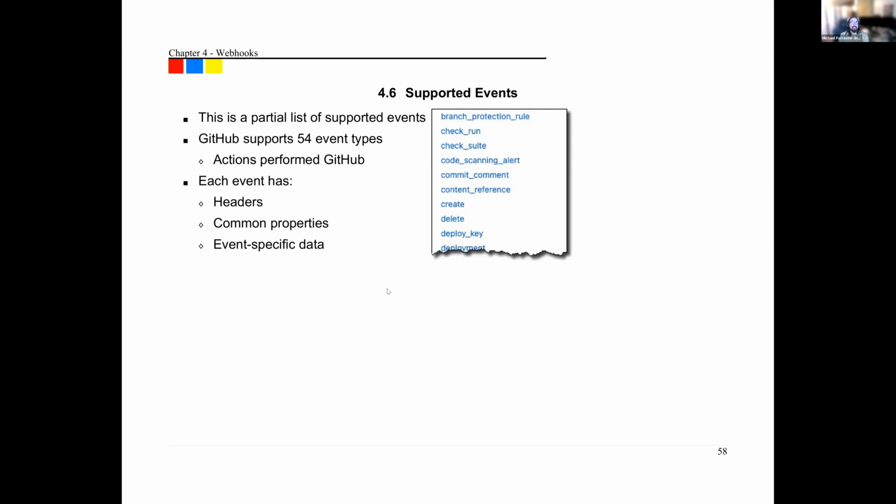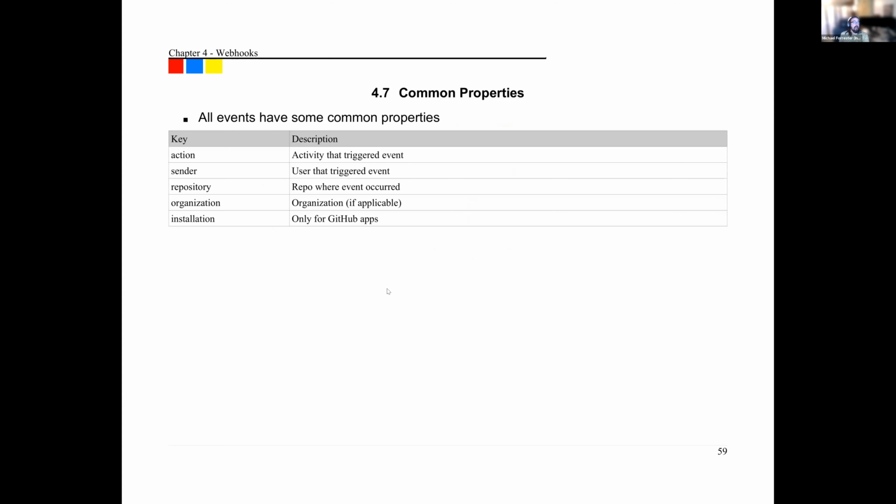There is a ridiculous number of events, because it can be triggered based on whatever event is happening. Someone makes a comment on a commit, someone deletes a file, like all stages of actions that GitHub can support. Here are some properties. What was the action? Did someone just make a comment on my commit? Awesome. Who was the sender? What repository did the event occur in? Was it part of an organization, or was it just my personal repo? And if you have GitHub apps, what was the installation, which is a whole different can of worms in and of itself.